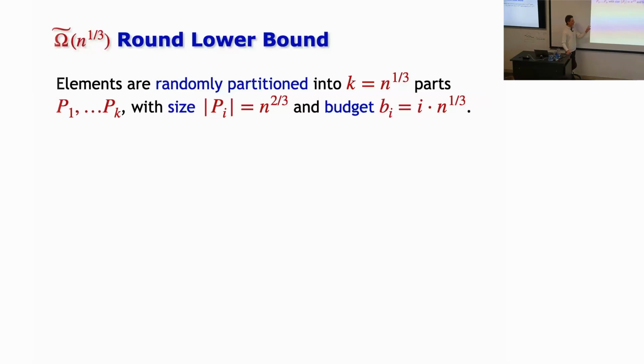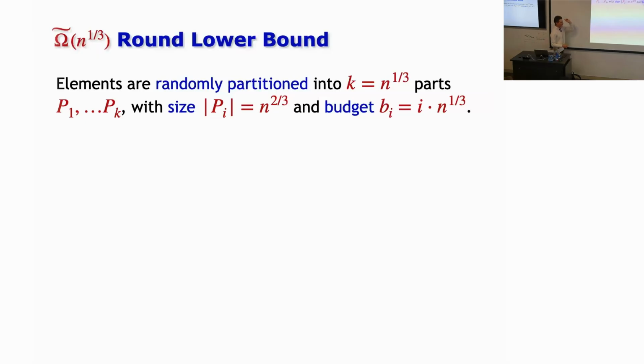And the only thing that'll change between these parts is their budgets. The budget of part i will be i times n to the 1/3. So you have this staircase of increasing budgets throughout your n to the 1/3 many parts. So that's the class of matroids.